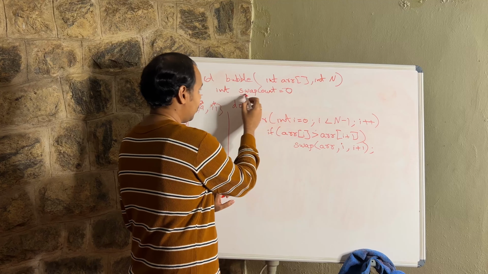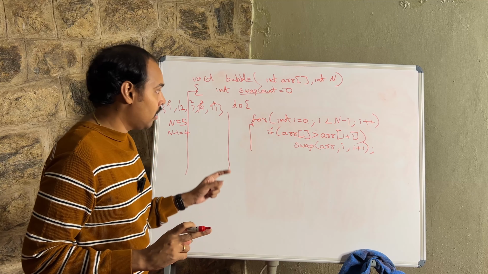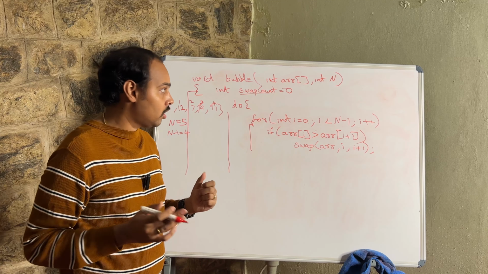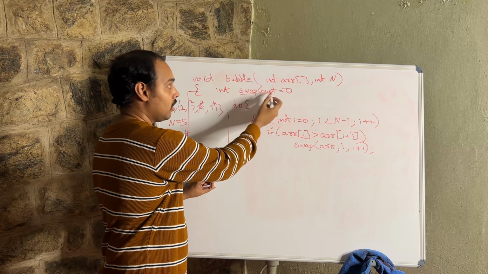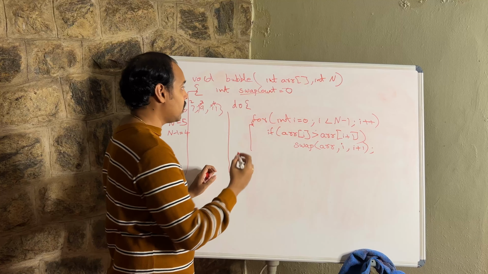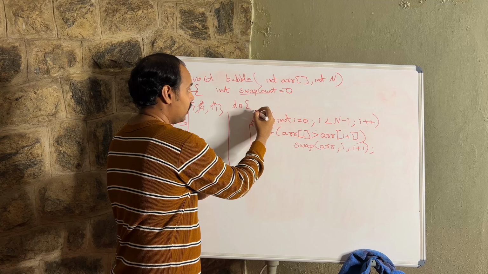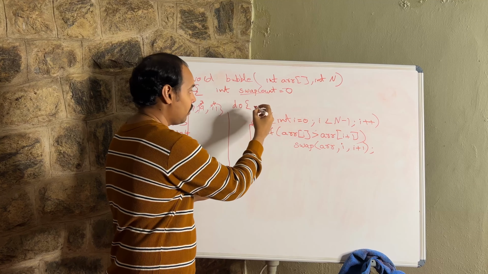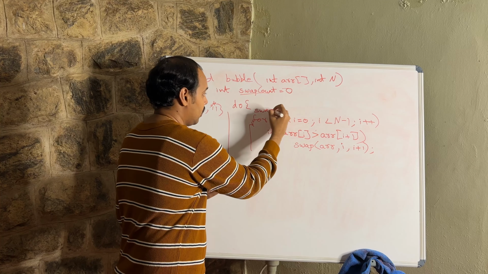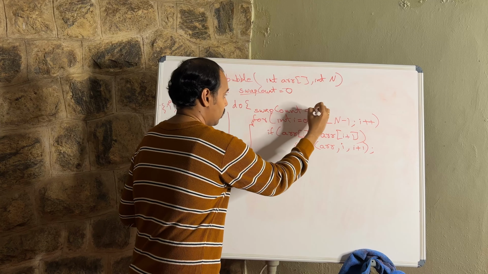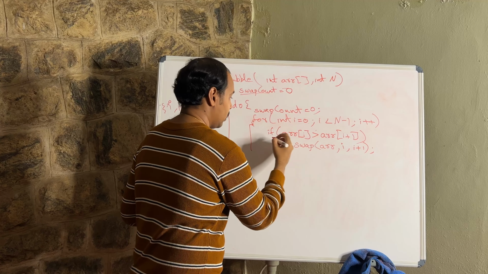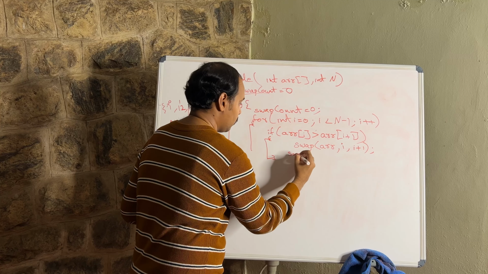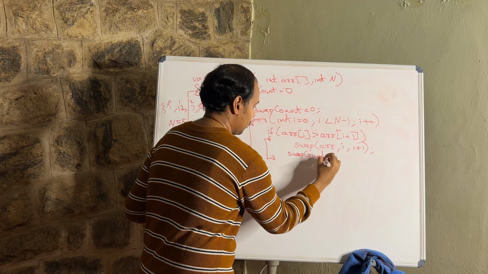But you remember, when a full iteration doesn't have a swap, then it means it's already sorted. So instead of putting swap count 0 here, we will define it, we will assign 0 here. After every complete iteration, we will make it 0. Swap count equal to 0. Now if we did a swap, then we do swap count plus plus.